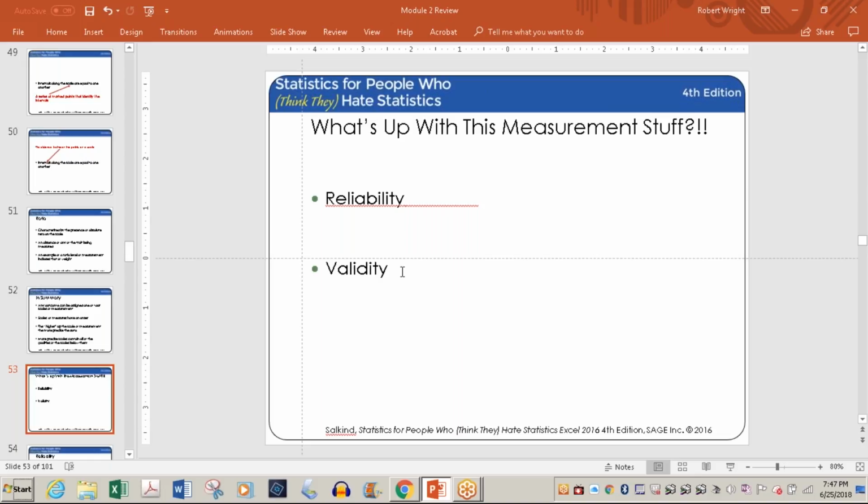Okay, moving right along here. Oh, we just went over halftime on our thing here. We're on 53, talking about reliability and validity. A lot of times people confuse these two things. They are very useful, but they are not the same.